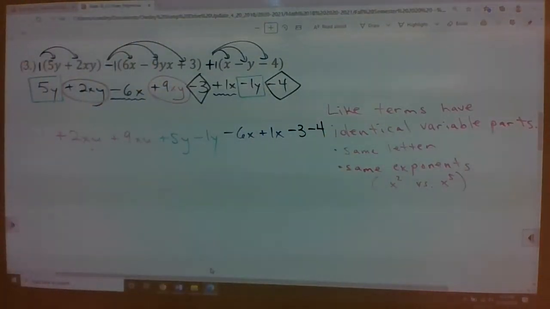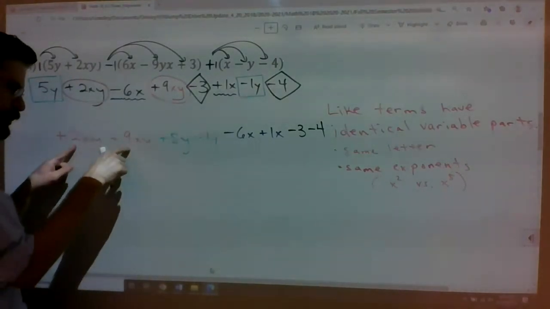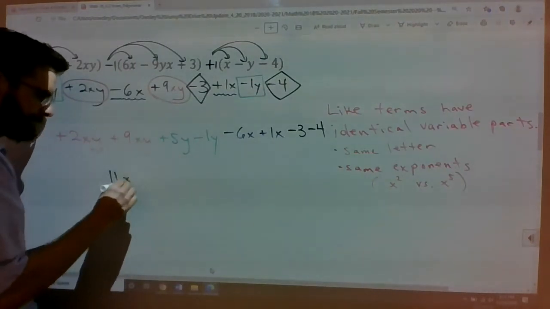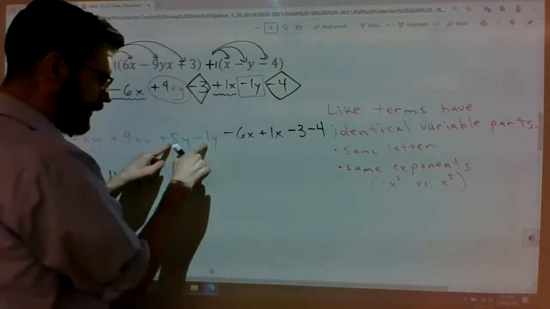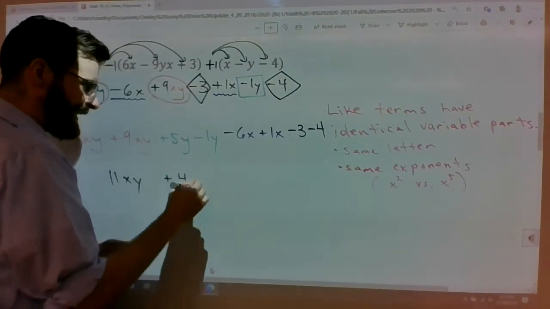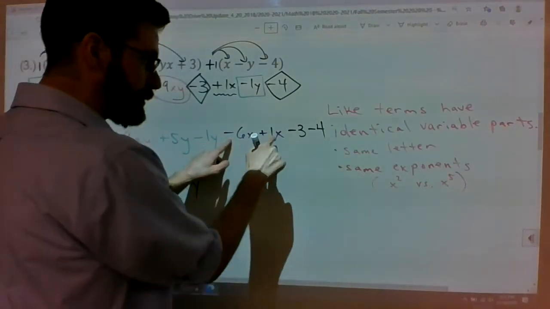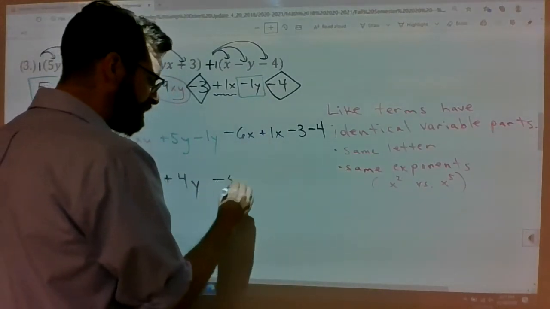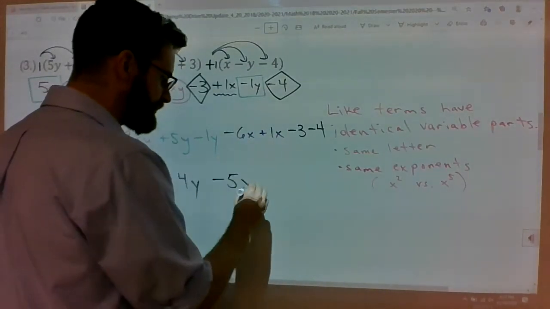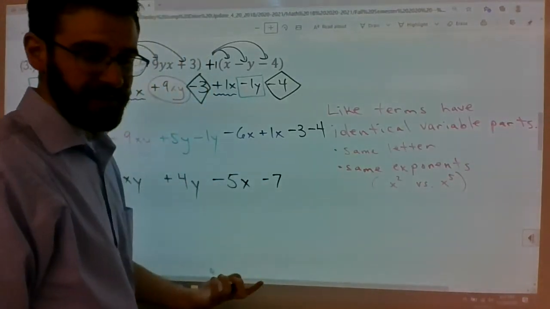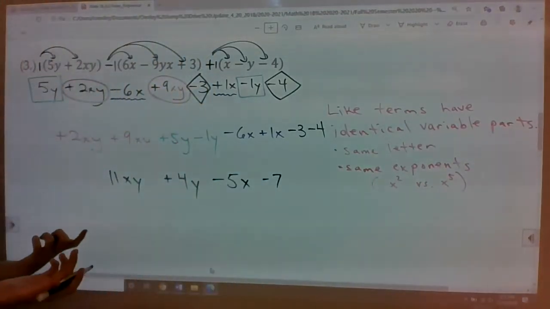All right, final answer. 9 plus 2 is 11. Keep it xy. 5 minus 1 is a positive 4. Keep it y. Negative 6x plus 1x, negative 5. Keep it x. Negative 3 minus 4 is negative 7. It's a constant, so there we go.